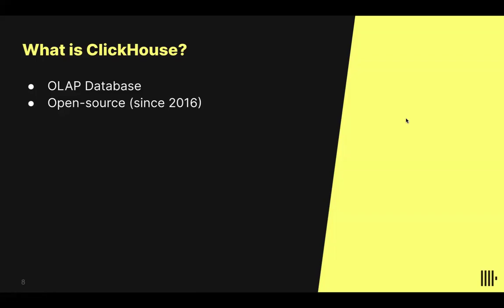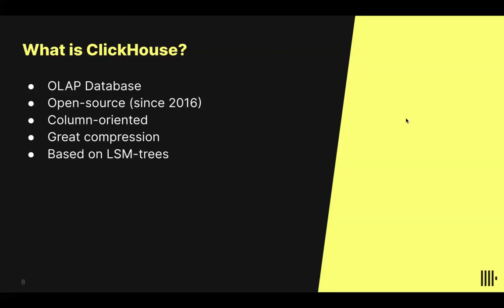So it was open source. The development of it started in 2009. It was open sourced in 2016, and has been in the wild since then. It's a column-oriented database. Because of that, it provides great compression levels. It's based on LSM trees. That's important for our discussion today. Because of that, it's good for ingesting lots and lots of data.